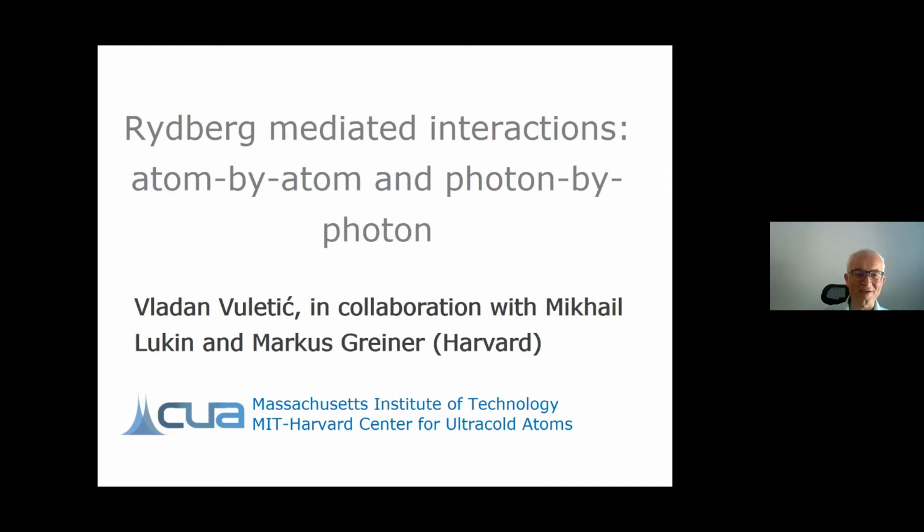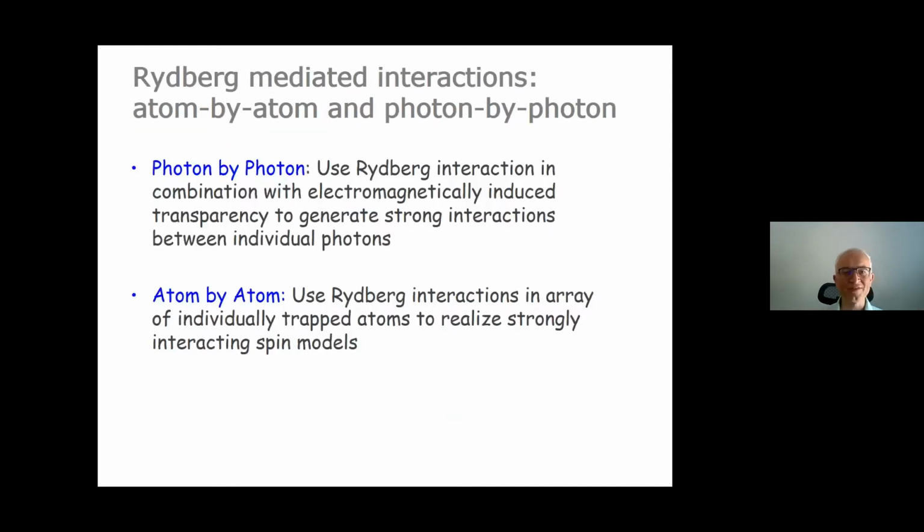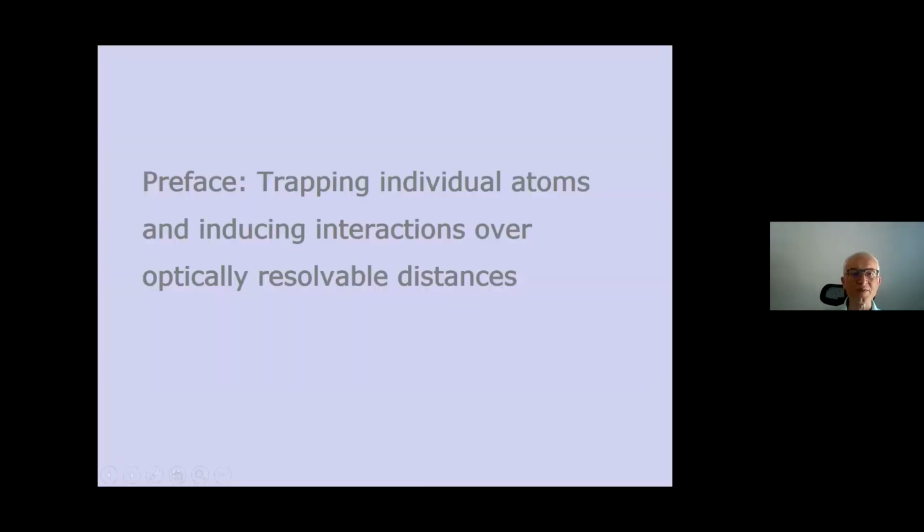Thank you very much, Saikat. Okay, so as promised today, part 2, again focused on Rydberg interactions, but this time we are talking about the system down here, where we're using the Rydberg interactions not to manipulate photons, but we shine in light, excite atoms to Rydberg states, and use them to realize interactions between atoms and spin models and quantum gates that I would like to tell you about.